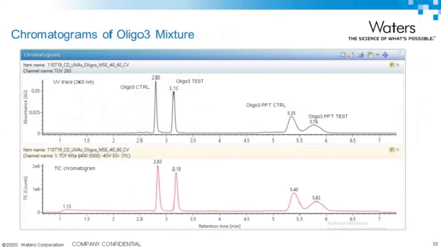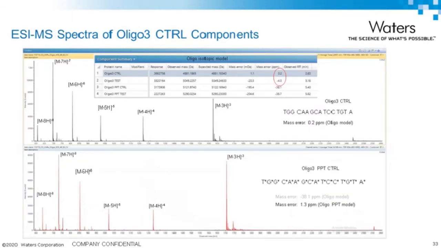The TUV and the TIC chromatograms for the mixture are displayed here. What we can see is that we get very nice sharp peaks for the control compounds that do not contain the phosphorothioate, and then we have broad, later eluting peaks as oligo 3 PPT control and oligo 3 PPT test. And these are broader peaks probably because they contain diastereoisomers due to the many chiral centers due to sulfur atoms. I'm going to compare in pairs the spectra recorded for these compounds.